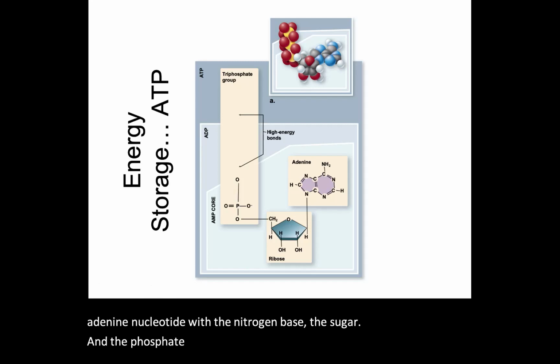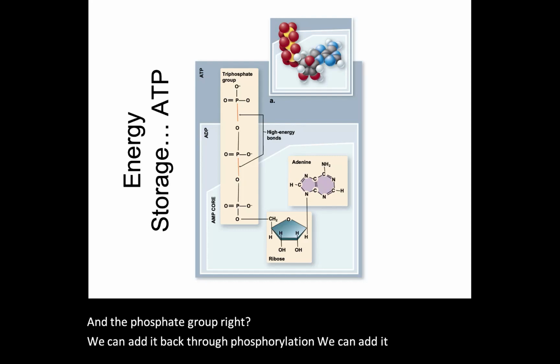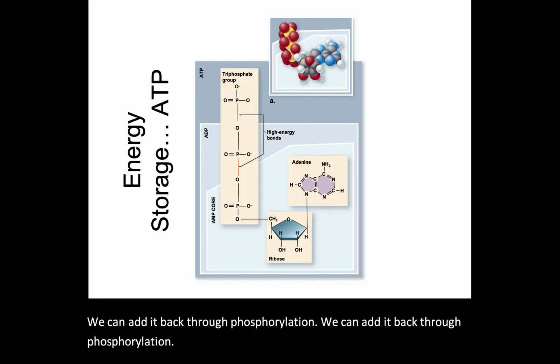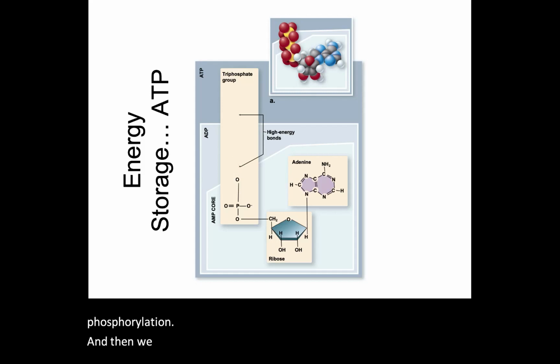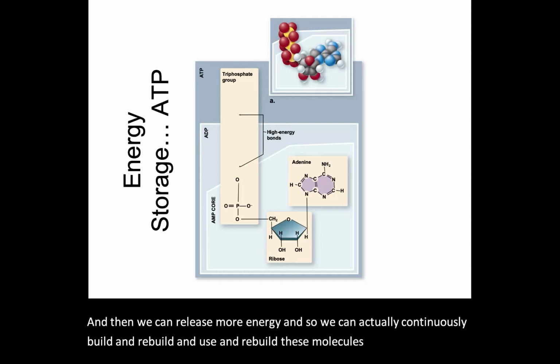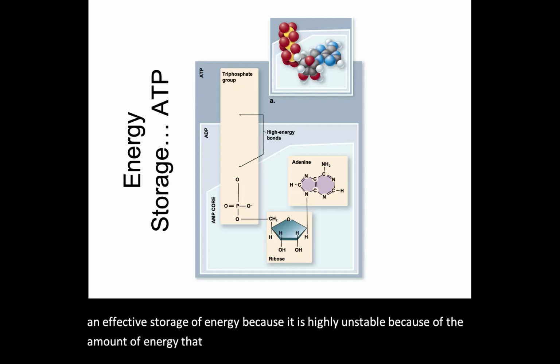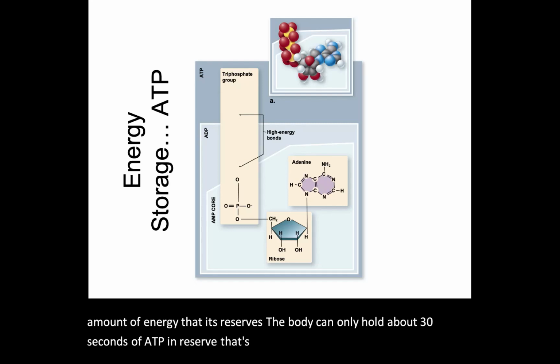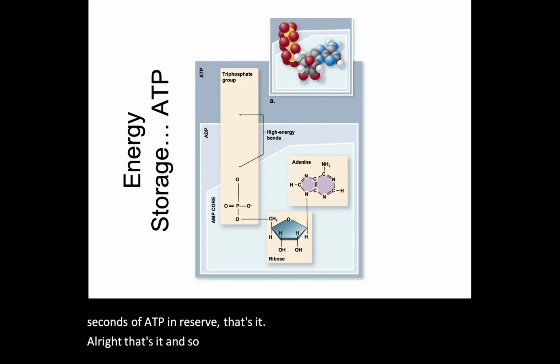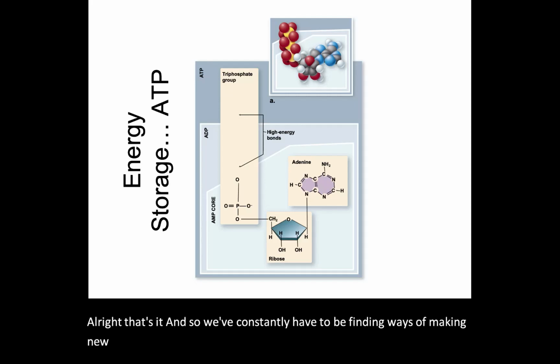We can add it back through phosphorylation, and then we can release more energy. So we can continuously build, rebuild, and use these molecules. I will say, ATP is not an effective storage of energy because it is highly unstable, because of the amount of energy that it reserves. The body can only hold about 30 seconds of ATP in reserve. That's it. And so we constantly have to be finding ways of making new ATP. We're going to flesh out some of those ideas as we go throughout the semester.